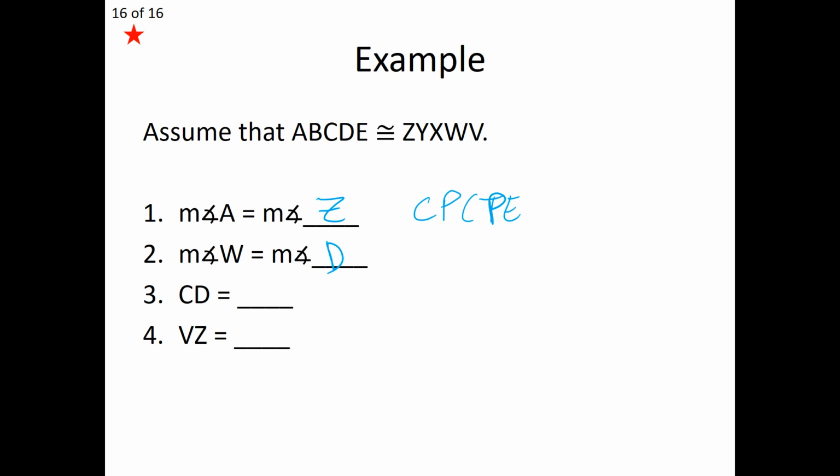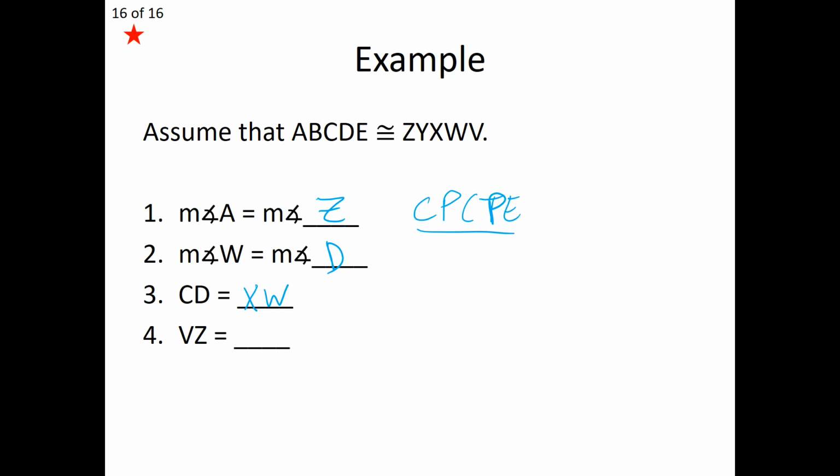Let's look at segments now. CD. Well, if I'm taking a look at my first polygon, C and D are in the third and fourth position, which means which letters are also in the third and fourth position of my second polygon? X and W. So I know that CD is going to be equal to XW. They're the same measure. Why? It all comes back again to CPCPE. Corresponding parts of congruent polygons are equal.